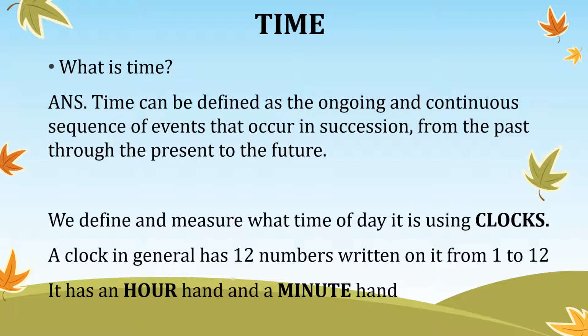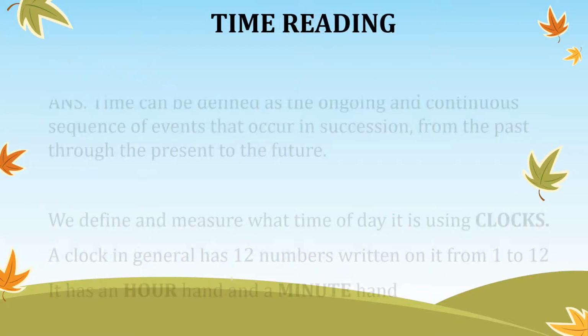Students, please have a look at your wall clock or your wristwatch. उसमें कितने marks, कितने numbers बने हैं? I can give you sufficient time to count. You can see 1 से लेके 12 तक. Yes, correct. The numbers are from 1 to 12. एक short hand है, एक long hand है. The shorter hand is of hour and the longer hand is of minute. Correct. Let's move ahead to our time reading.